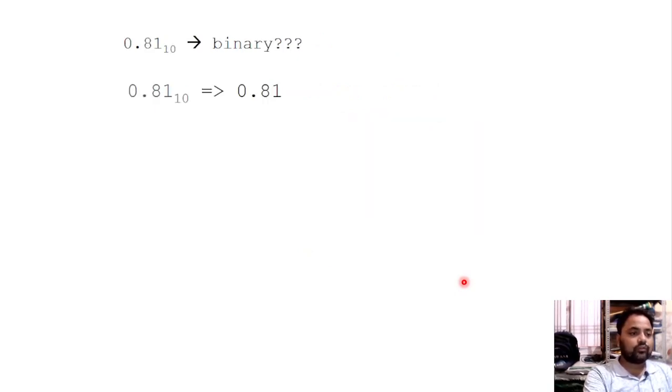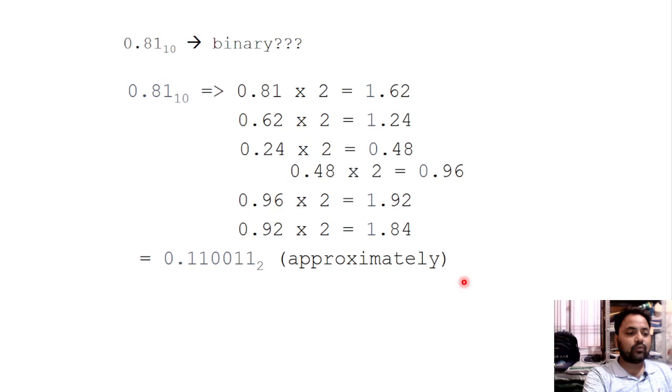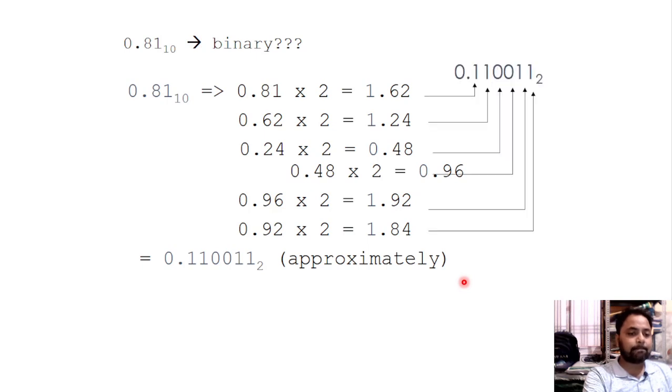So for 0.81 to the base 10, what is the binary? 0.81 into 2 is equal to 1.62. Same 0.62 into 2 equals 1.24. Same 0.24 into 2, 0.48. 0.48 into 2 equals 0.96. 0.96 into 2 equals 1.92. 0.92 into 2 equals 1.84. So approximately 0.110011 in base 2, reading from top to bottom. 0.110011 is the binary number of 0.81 to the base 10.